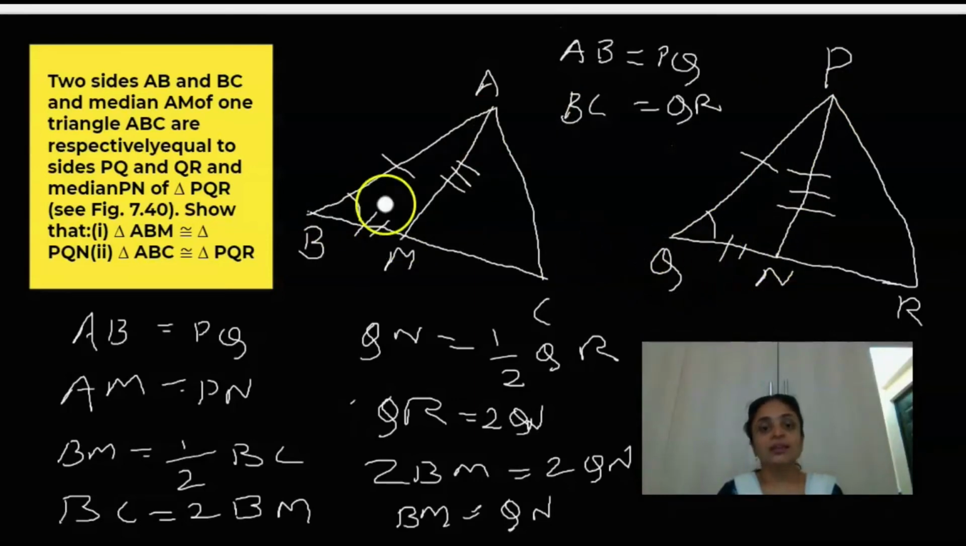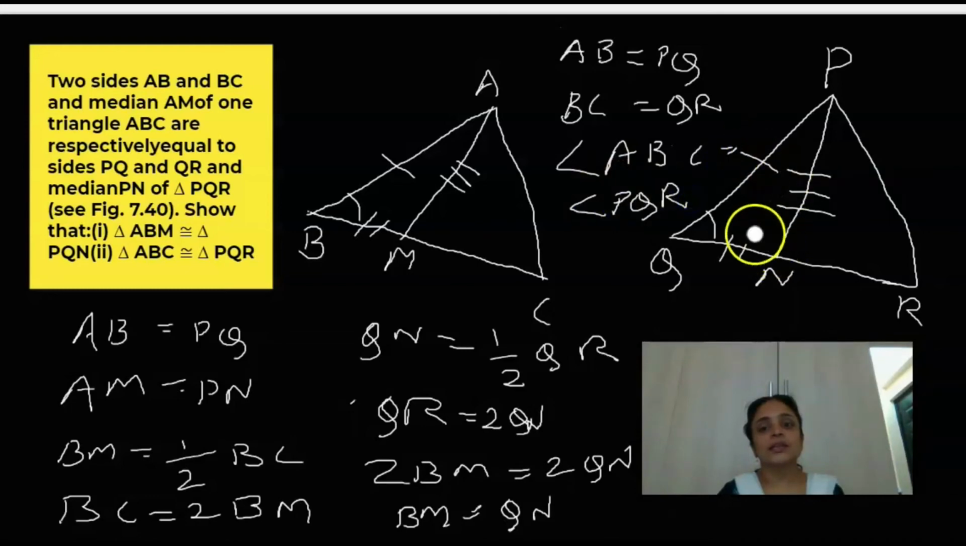And since triangle ABM is congruent to triangle PQN, angle ABM and angle PQN are the corresponding angles of these two triangles, which means this angle will also be equal. That is, angle ABC will be equal to angle PQR. So we got these two sides and one angle in between the sides which are equal, which means these two triangles are congruent. That is, triangle ABC is congruent to triangle PQR.